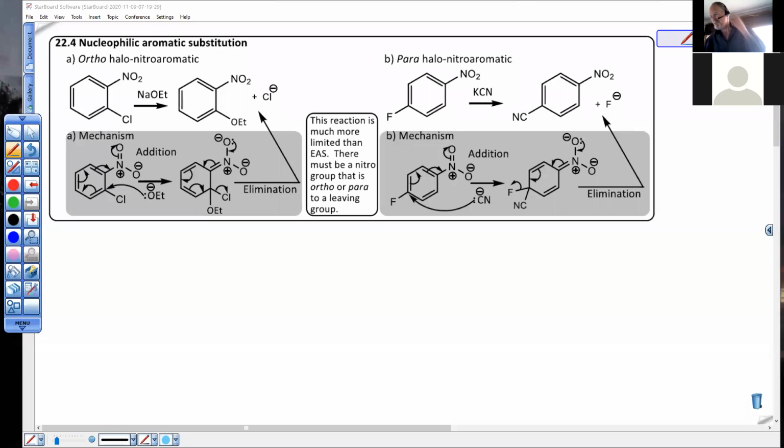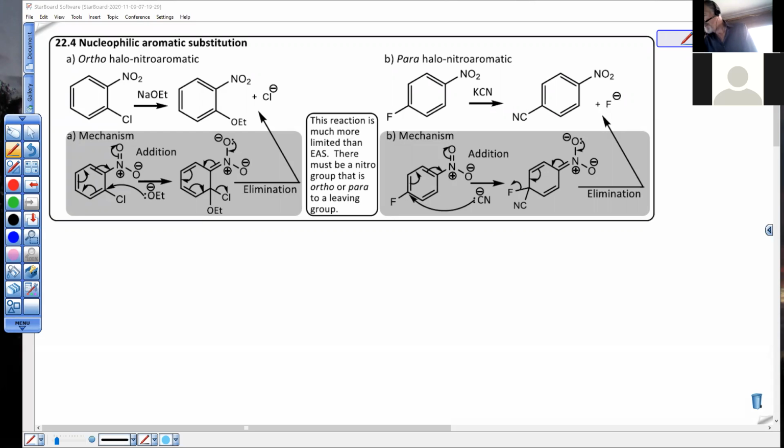We are back and we're going to do our last topic for this chapter in our next segment. And it is a much more restricted reaction. That's why we're going to spend so little time on it compared to the electrophilic aromatic substitution, which we studied for the first day of this chapter. We're going to look at nucleophilic aromatic substitution.